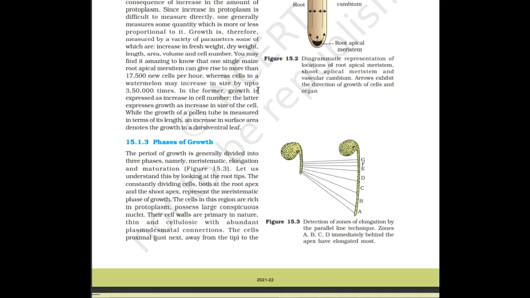In the former, growth is expressed as increase in cell number. The latter expresses growth as increase in the size of the cell. While the growth of a pollen tube is measured in terms of its length, an increase in surface area denotes the growth in dorsiventral leaf.